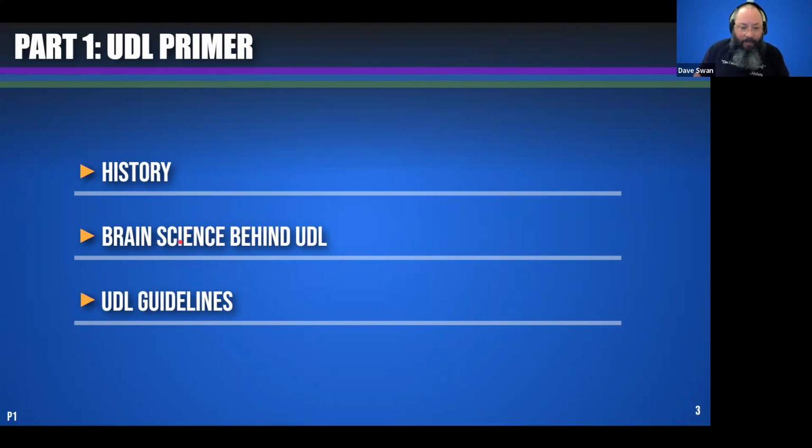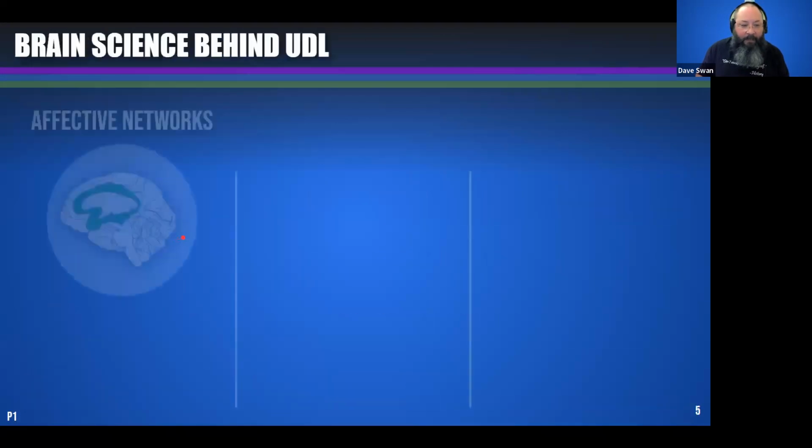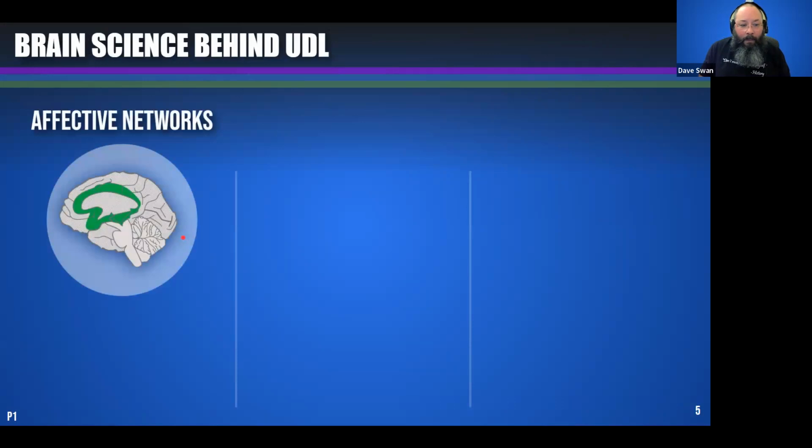So I'm going to skip down to, I'm going to move past this, and we're going to talk about the brain science. And the brain is complex, and Meredith, you can take it from here. No? Okay.